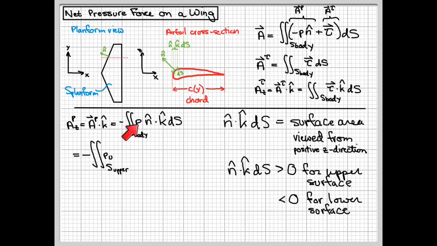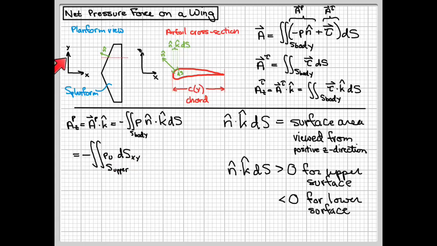So S body will be an integral over the upper surface and then an integral over the lower surface, which I just add together. So from the upper surface, I can call the pressure P, and I'm going to label that with a subscript U to denote that's the pressure on the upper surface. And I'm going to replace n hat dot k hat ds with what I'm going to call ds of xy, which is the surface area viewed from the z direction, which would be surface area in the planform axis.